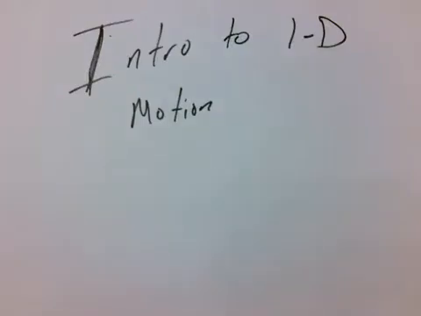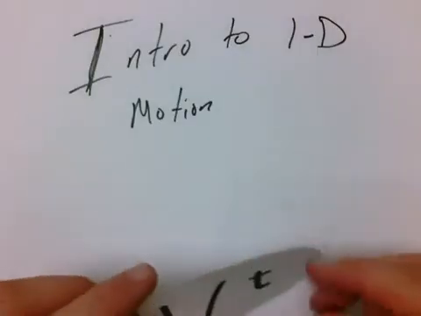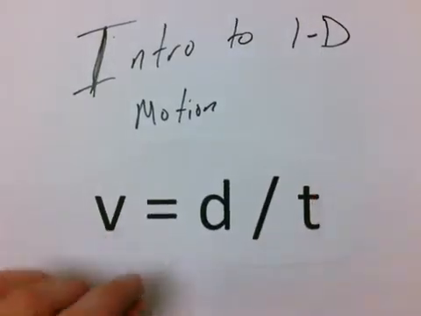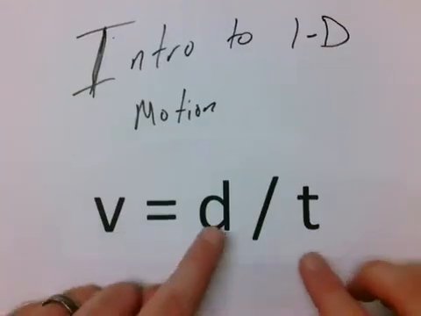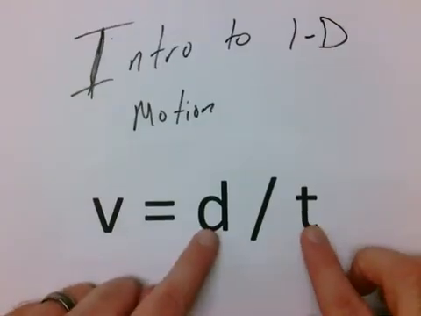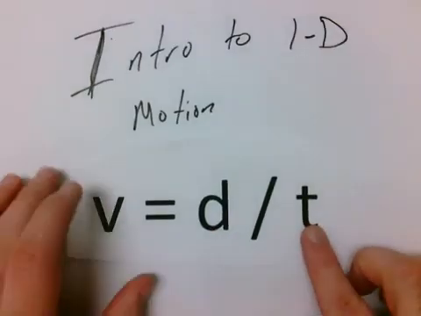So I'm going to do a quick video introducing equations used in one-dimensional motion. The first equation we've seen so far is velocity equals distance divided by time. You guys have seen this equation and we've manipulated it so that we can get distance or time only, and/or velocity.